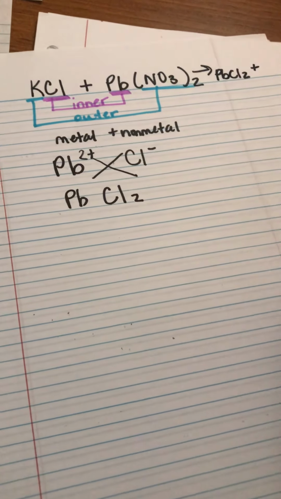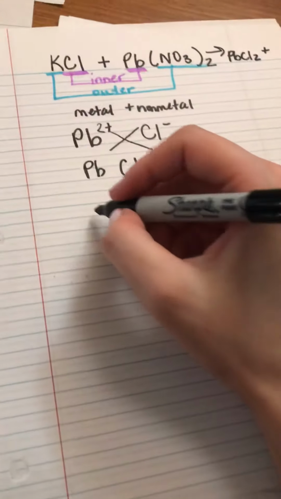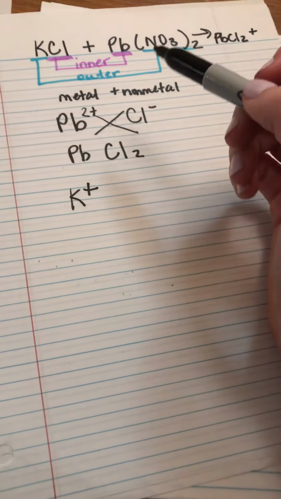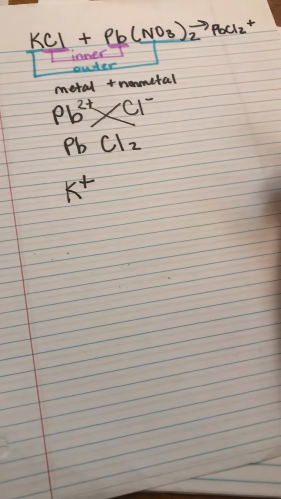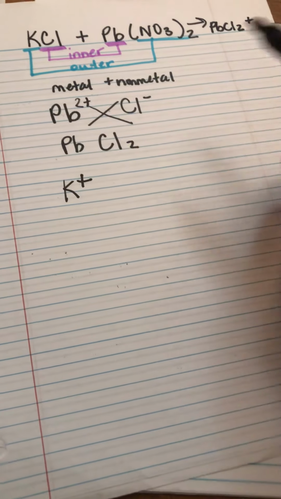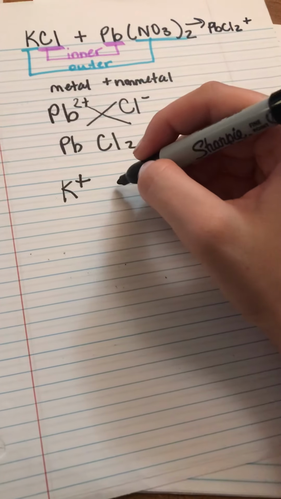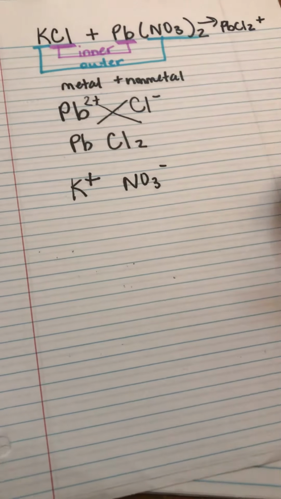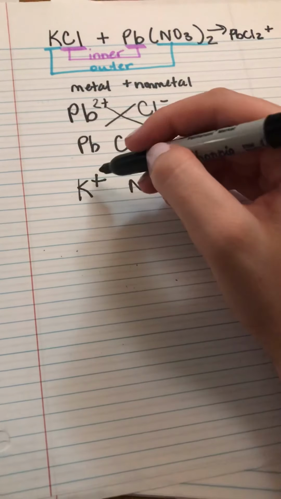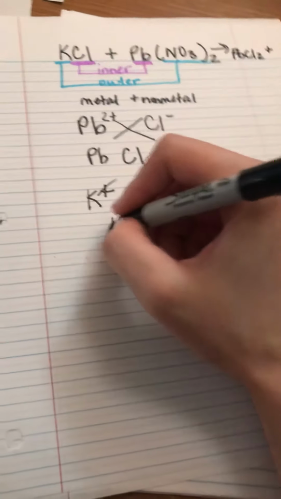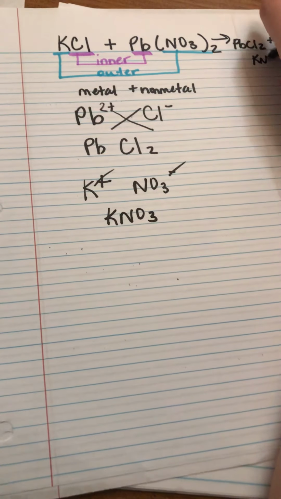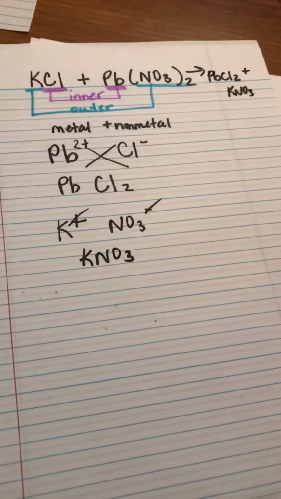Okay, now I got to figure out the other one. So we'll combine our outer. So we have potassium. Potassium usually has a 1 plus charge, and it is a metal. And nitrate is a non-metal. So nitrate normally has a 1 minus charge. So we'll balance it, put them together. A 1 and a 1 cancels, so it'll just be KNO3, and I don't have room to write it, but it's also one of our products up here. Those are our 2 products.